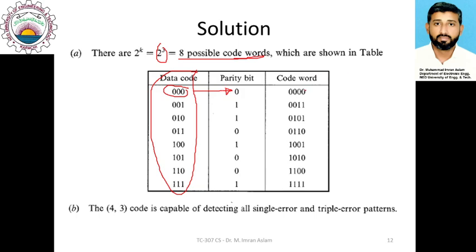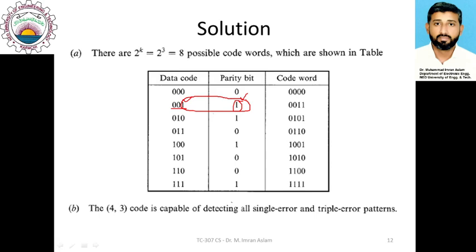So the code word would be 0000. So we will be having all zeros. For this 001, you can see that we already have one binary 1 here. So in the parity bit we will add another one, so that the total number of ones becomes 2. So 2 ones is an even number. So the code word would be 0011.